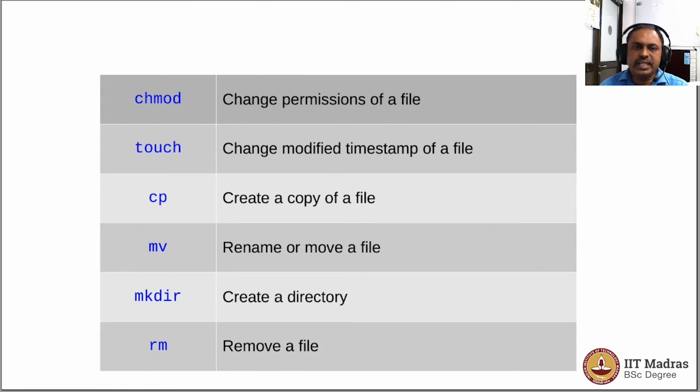So we have seen in this session some important commands which are very useful for day-to-day operation, such as chmod to change the permissions of a file. Of course, ls -l shows you what those permissions are, and then chmod allows you to change them. The touch command is there to create empty files or to change the timestamp of any file. cp is to create a copy of a file. mv is to rename or relocate a file. mkdir is to create directories. rm is to remove a file.